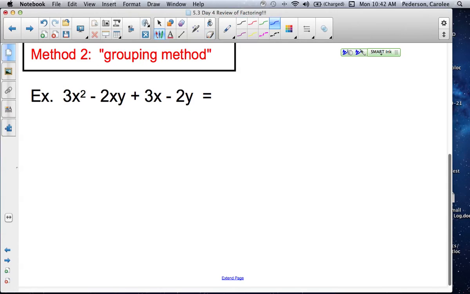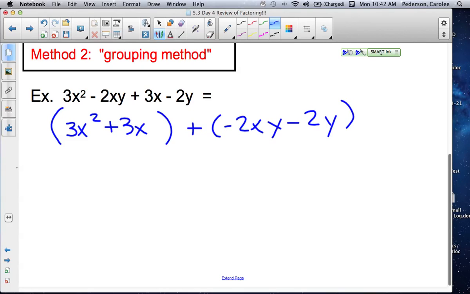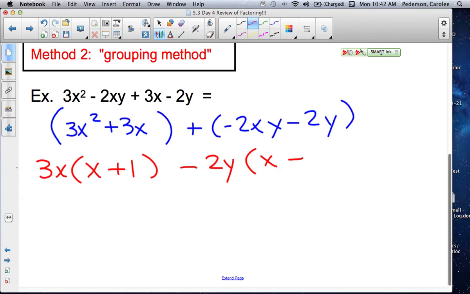So maybe I would group 3x squared plus 3x, because I can notice that I can get a 3x out of there. And then I can group negative 2xy and negative 2y together, because I can take out a negative 2y. So my GCF of the first group is 3x. So I'm left with x plus 1. Now I take out the GCF of the second group, which is negative 2y. So I'm left with x plus 1.